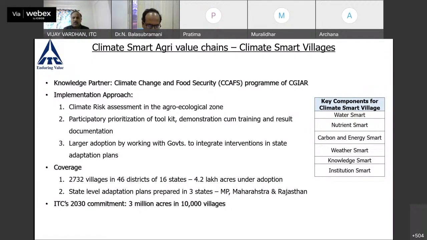So we are currently at around 2,700 villages, but we'll take it to all our villages across the country. And we aim to reach out to 3 million acres in coming days.